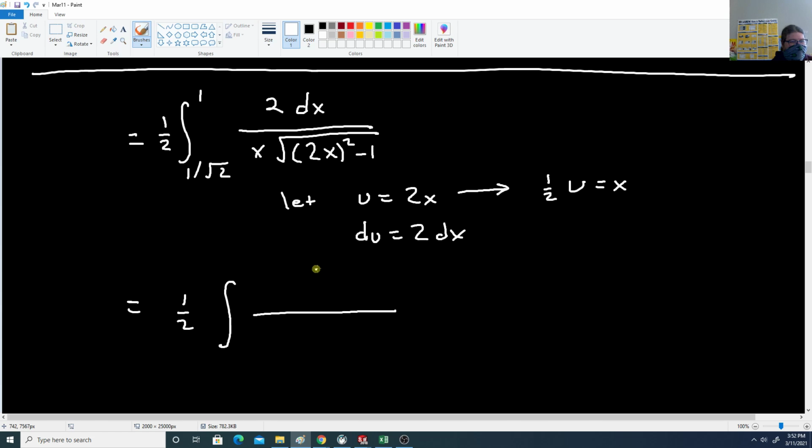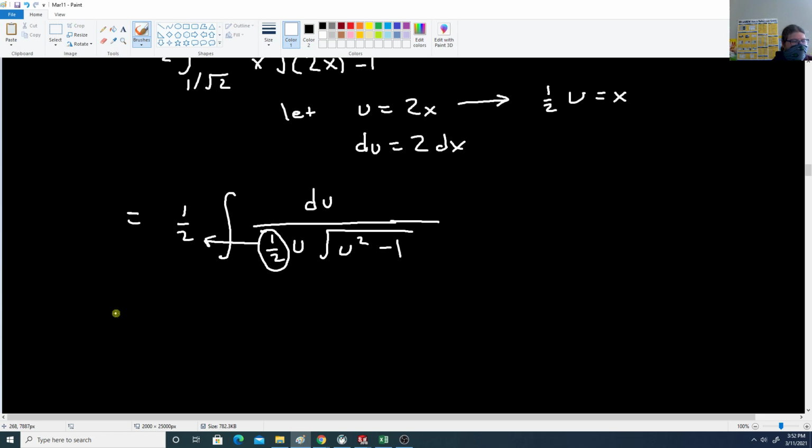2dx becomes just du. X itself down there is going to become 1/2 u. And then we'll have square root of u squared, because 2x is u, so it'll be u squared minus 1. This 1/2 that's in the denominator, I'm going to push it out and make it out in the denominator of the front fraction of stuff we pushed out front. So I get 1 over 2 times a half, which y'all can note will cancel. Integral of du over u square root of u squared minus 1.